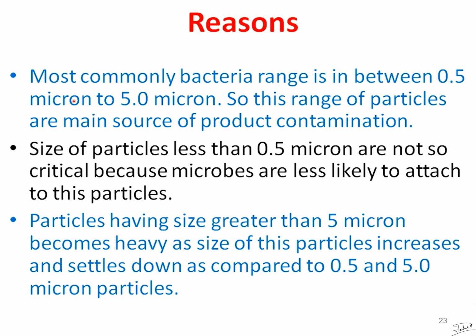The main reason is that the most common bacteria range is between 0.5 to 5 micron. So this range of particles is a main source of product contamination, because in our air the most commonly found microorganism or airborne particle is bacteria. Particles smaller than 0.5 micron are not so critical because microbes are less likely to attach to these particles. Particles larger than 5 micron become heavy as their size increases and settle down, as compared to 0.5 and 5 micron particles.